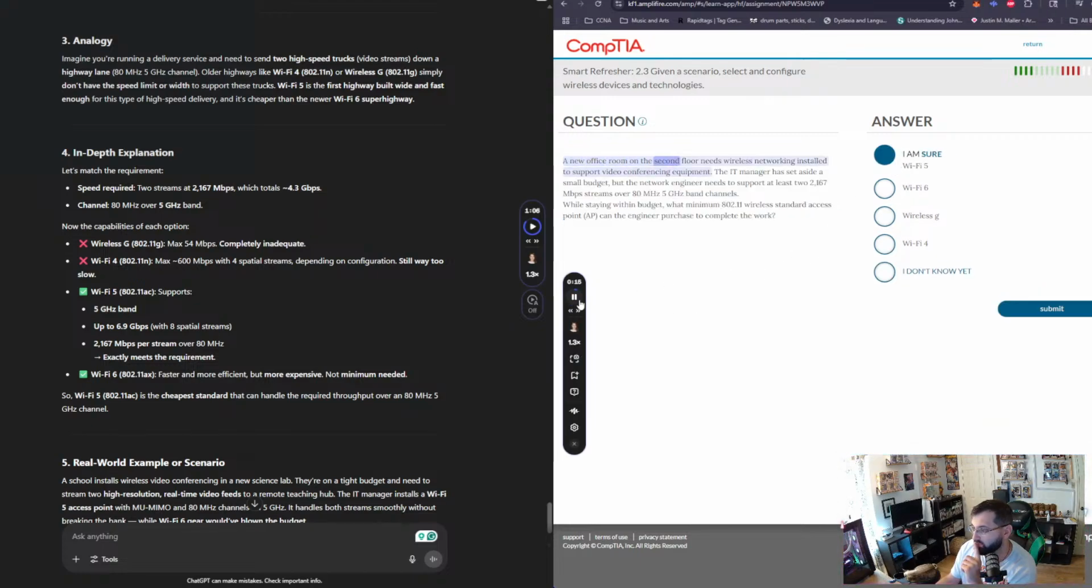A new office room on the 2nd floor. Yeah, Wi-Fi 5. We already talked about that.